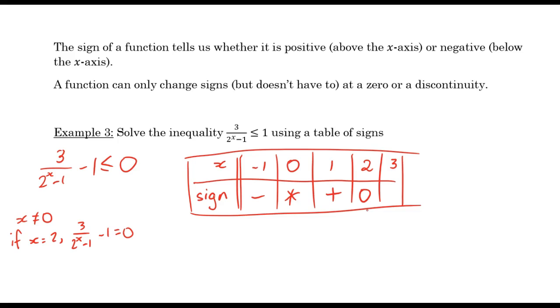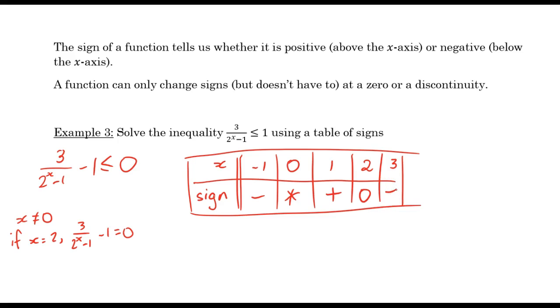And finally, 2 to the 3 is 8. 8 minus 1 is 7. 3 over 7 is positive. I should check here a little bit. 3 over 7, what did I say? 3 over 7 is less than 1. That'll do us. Minus 1 makes that negative.